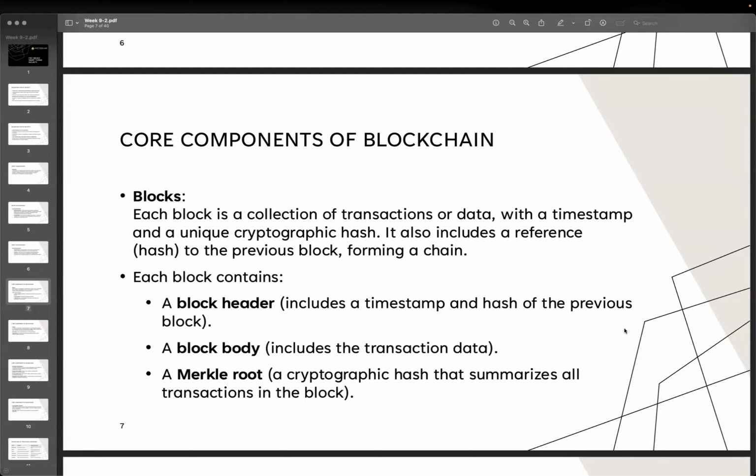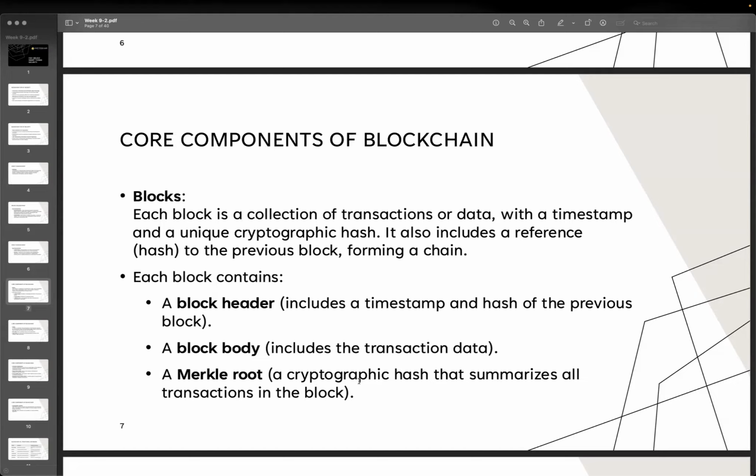So to the previous block. Okay, so it can form a chain, like this. In each block, you connect the header. The header also includes the timestamp and the hash of the previous block. So this will be the header, and then the block body will be the transaction data included inside. Okay, and then the Merkle root.